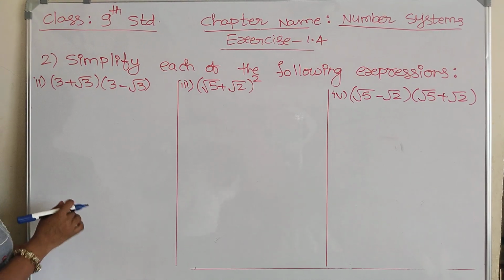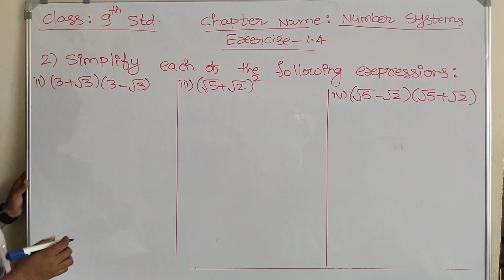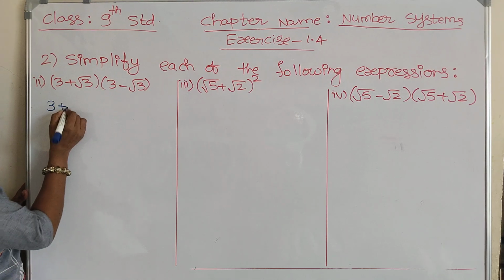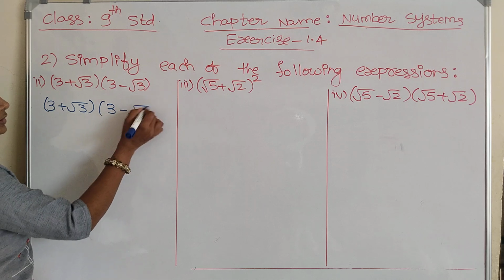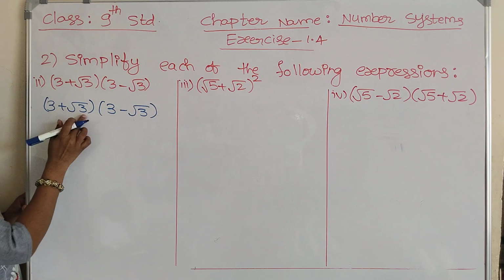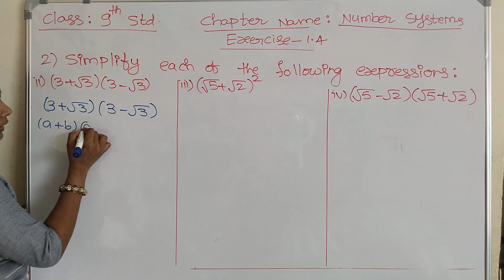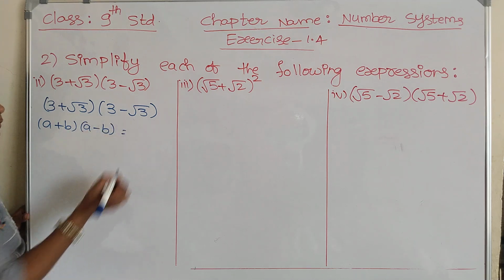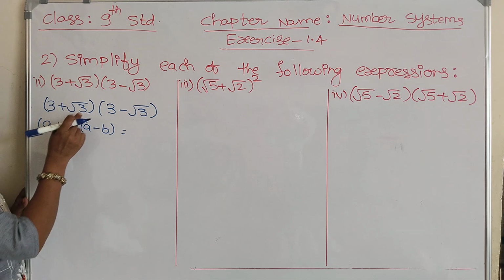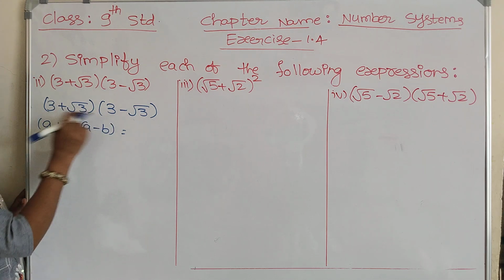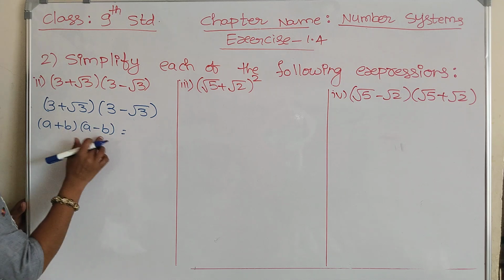Third question is given as (3 plus root 3) into (3 minus root 3). It is in the form of (a plus b) into (a minus b). The formula is, if you consider this 3 as the a and root 3 as the b, is it in this form, a plus b into a minus b? Yes, it is in that form.